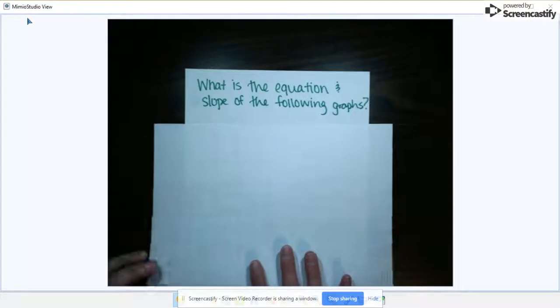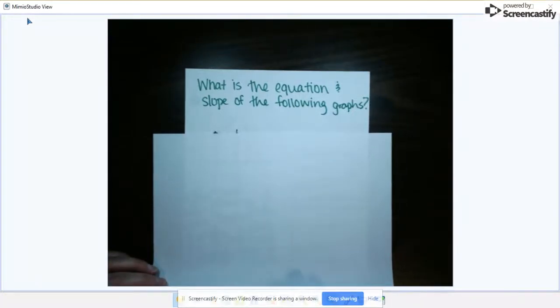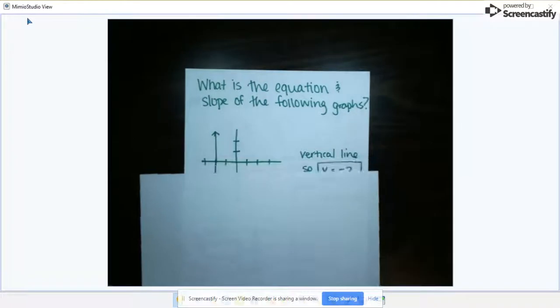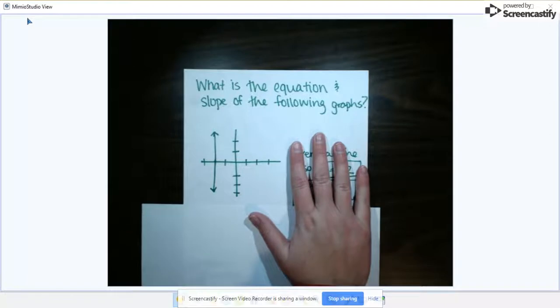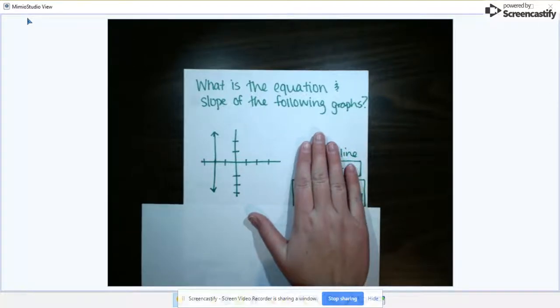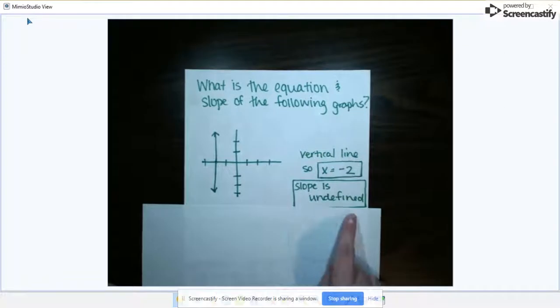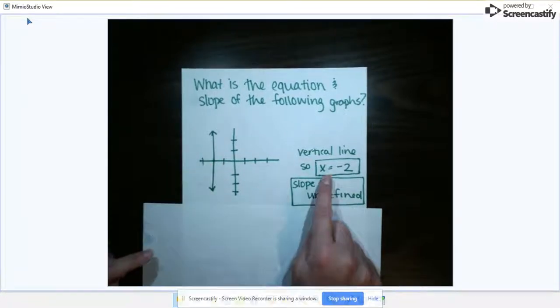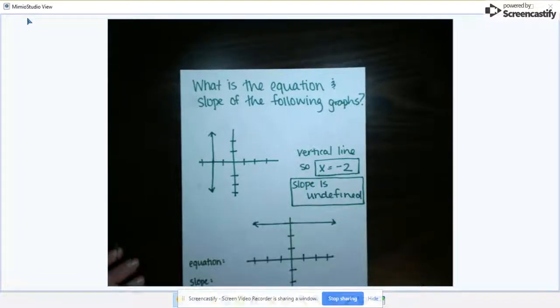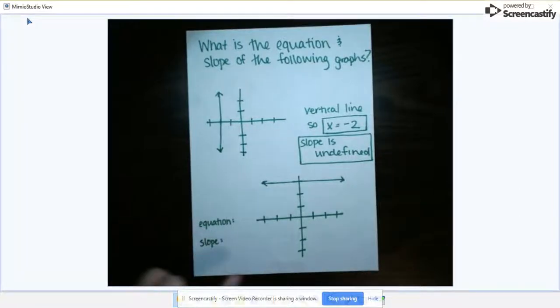All right, one more example together and then you'll have one on your own. What's the equation and the slope of the following graphs? Here we have this graph. First of all, decide whether it's horizontal or vertical. Since it is vertical, we know that our slope is always undefined. And then we have to write our equation. Since it goes through the x-axis, we go over -2. Our equation is x equals -2. So I'd like you to find the slope and the equation of this bottom graph.